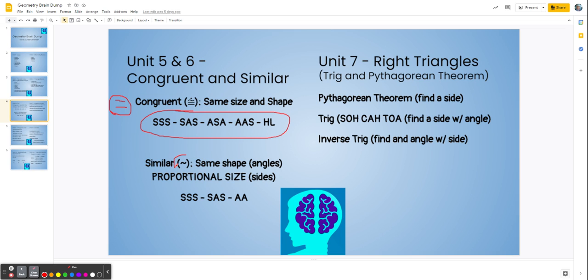If I see this similar symbol, what automatically do I need to think in my head? Proportion. Those sides have to make a proportion, but the angles are going to be equal. Okay. The sides are proportional, but the angles are equal. You guys got to let me know if I'm going too fast or too slow or whatever.